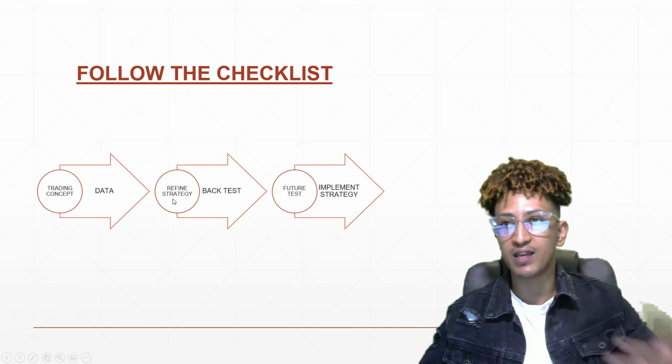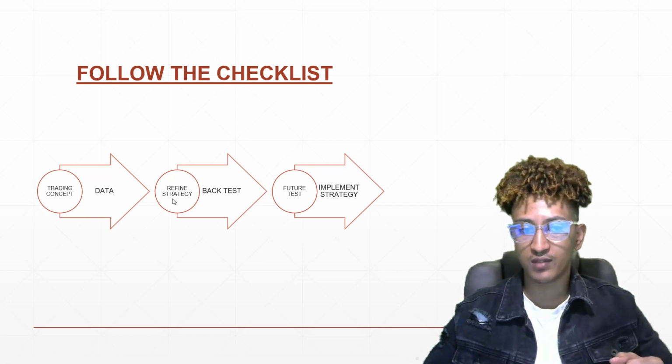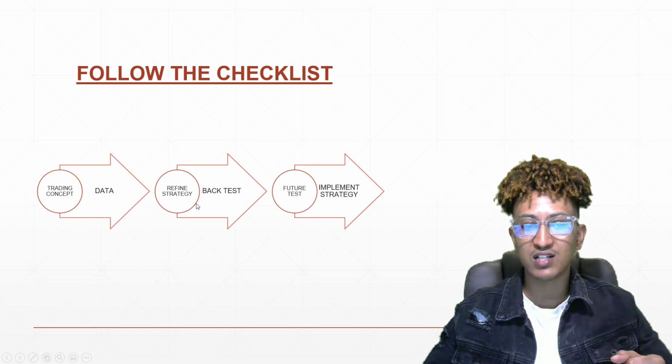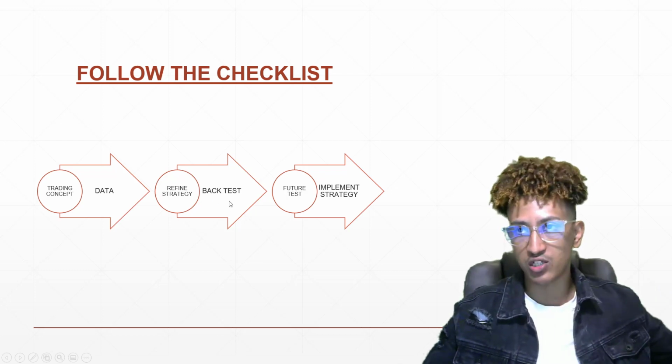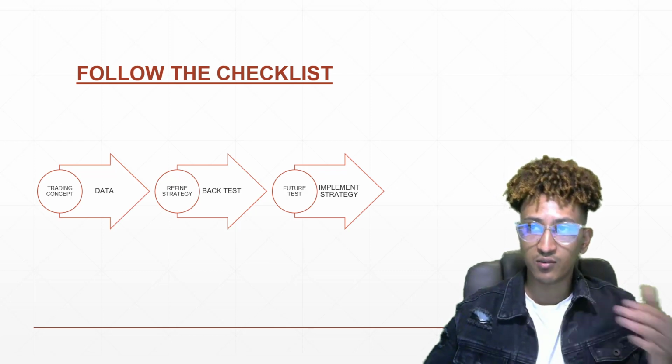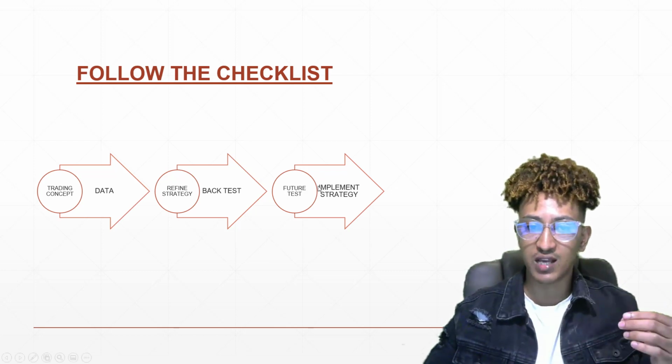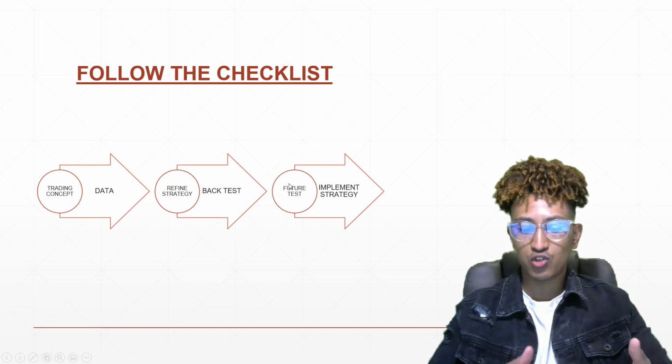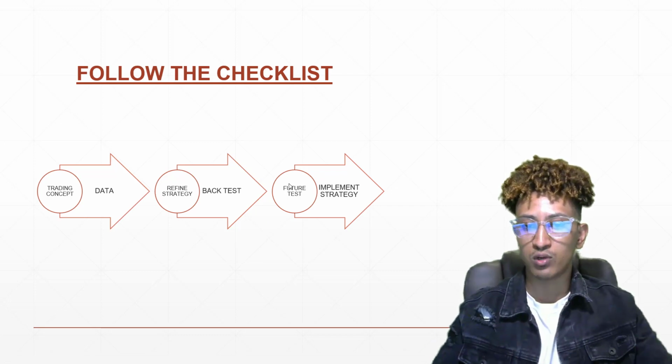What are the entry points? What are the exit points? What are the risk levels involved? Once you refine that trading strategy, you want to back test it. Go back 3 months, back test it, see if it works. Once back testing works and it checks out, future test it. For the next 2 weeks, try to implement that strategy and see if it works.